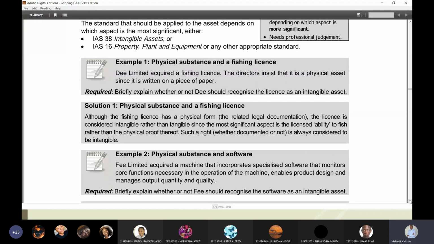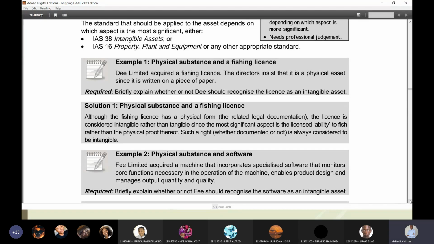Let us look at example 2. P Limited acquired a machine that incorporates specialized software that monitors core functions necessary in the operation of the machine. It enables product design and it manages output quantity and quality. So you have a machine that has specialized software, and that specialized software monitors core functions necessary in the operation of the machine. It enables product design and it manages output quantity and quality.